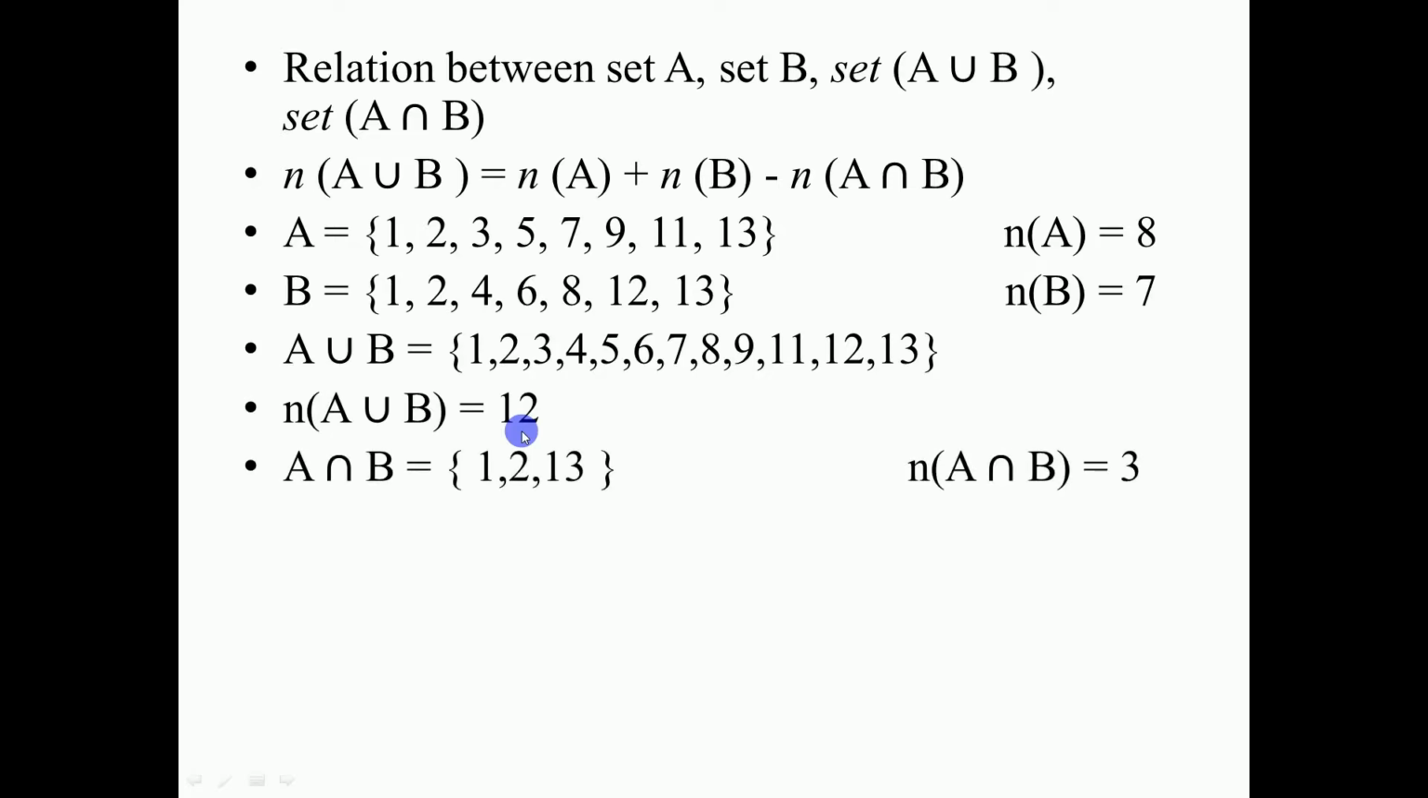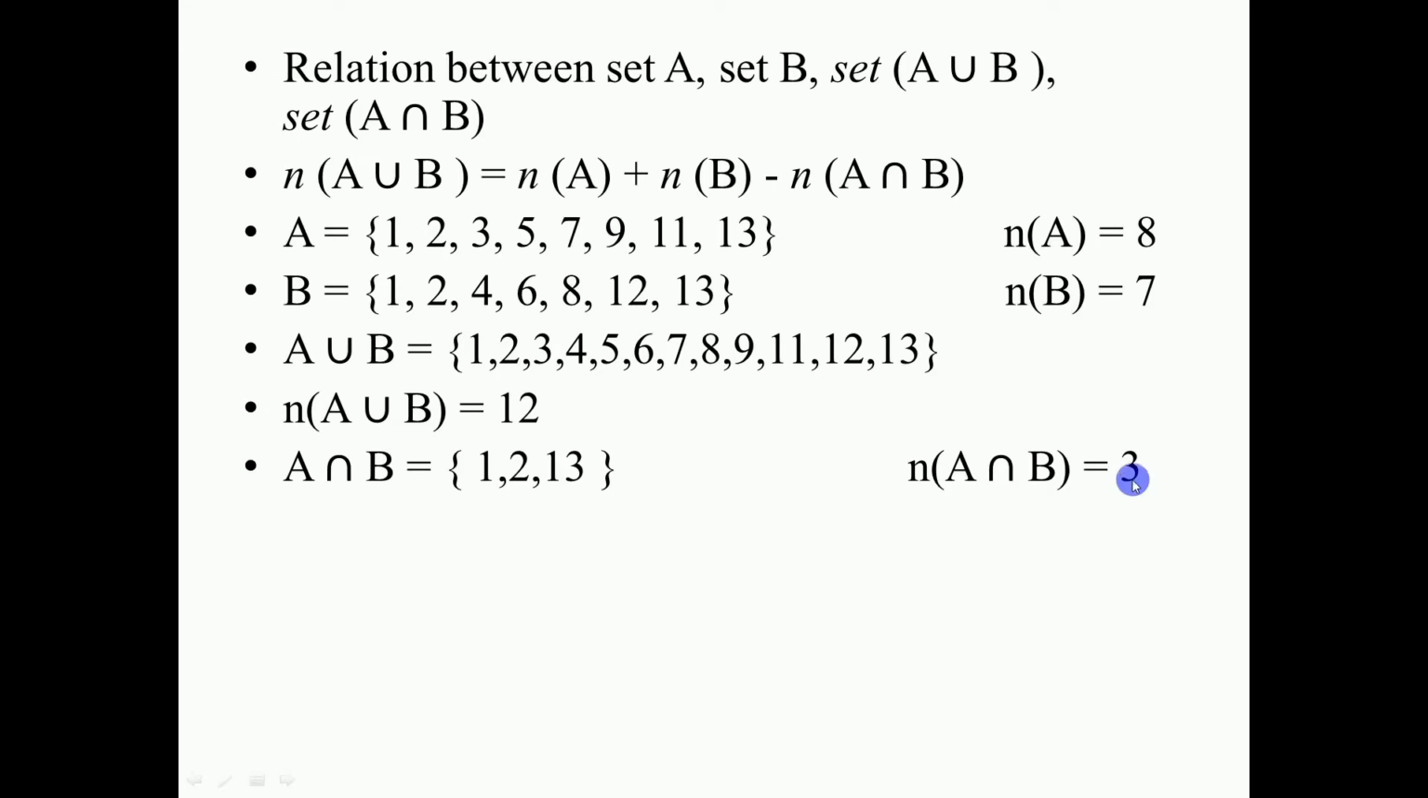Let us find the intersection. So intersection is the common elements. As you can see, 1 and 2 are common in both of the sets, and the element 13 is also common in both of the sets. So A intersection B will be 1, 2, 13, and n of A intersection B will be 3, okay. So we have taken all the data which are required to prove the formula.